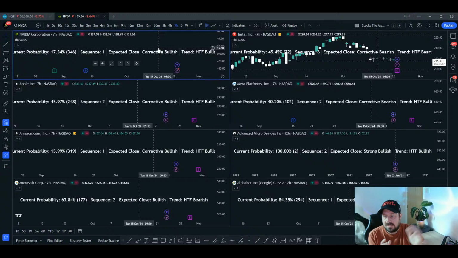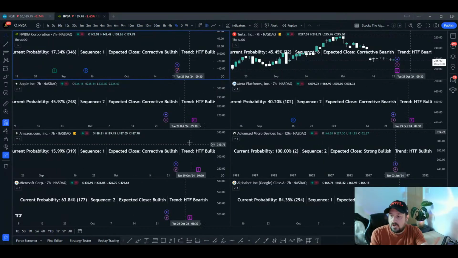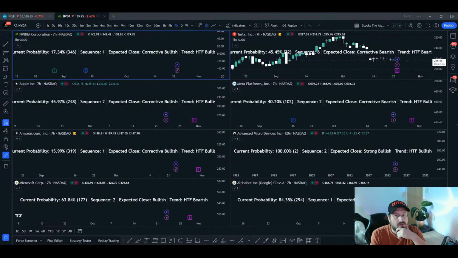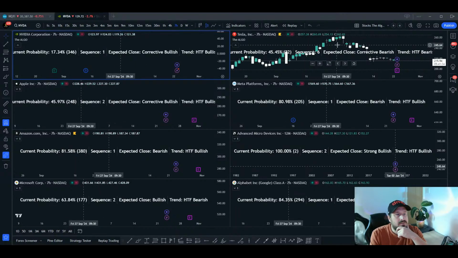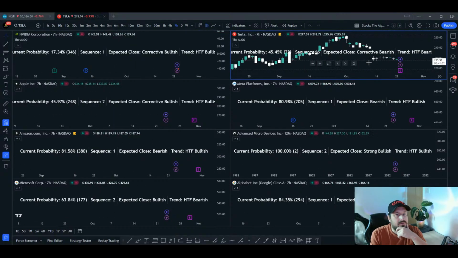Otherwise, this is about taking this data and matching it to how you trade, trading with probability. It's giving you that probability edge to your system. And it's another confluence.